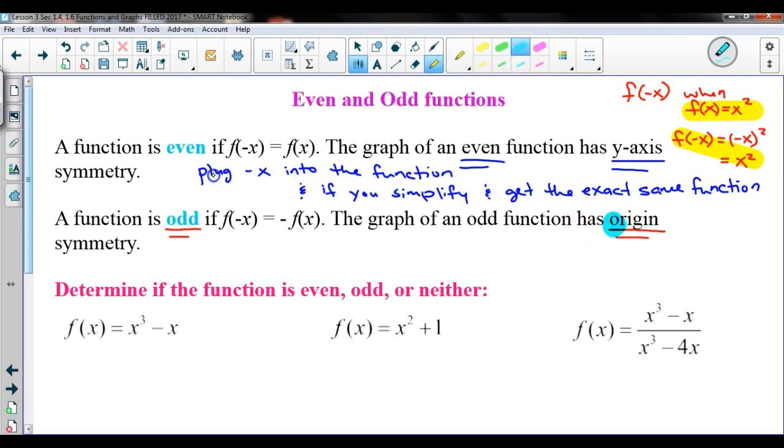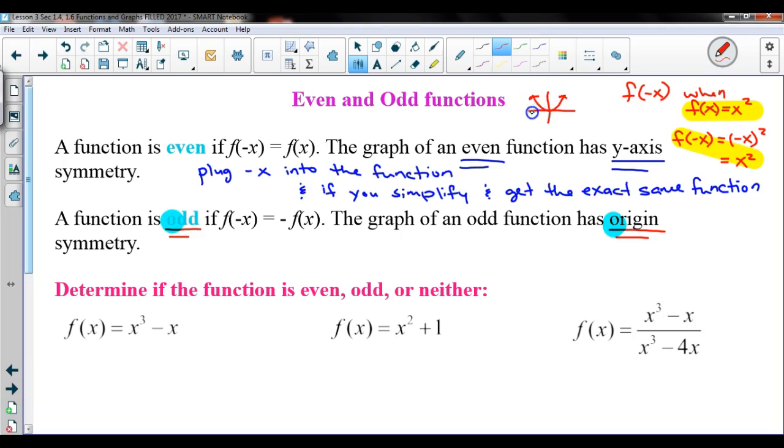O goes with O. Odd has origin symmetry, and even has y-axis symmetry. The way I always think of even functions is x squared. That's the one I always think of. And clearly x squared, if I were to draw that, looks like the U, right? That clearly has y-axis symmetry.